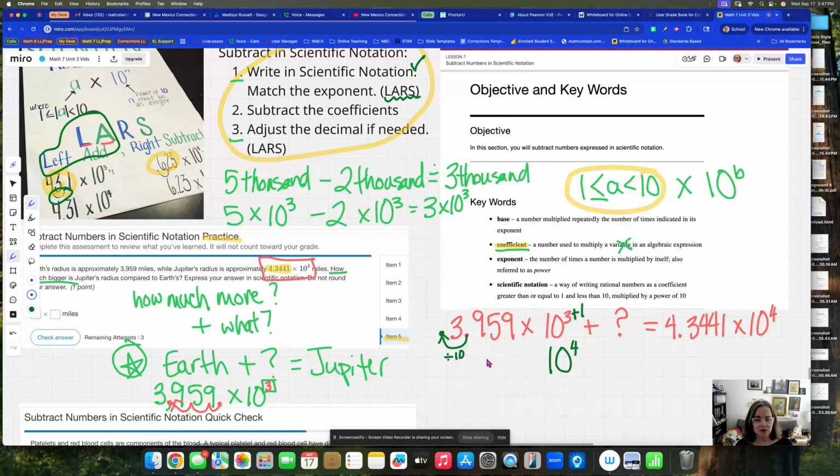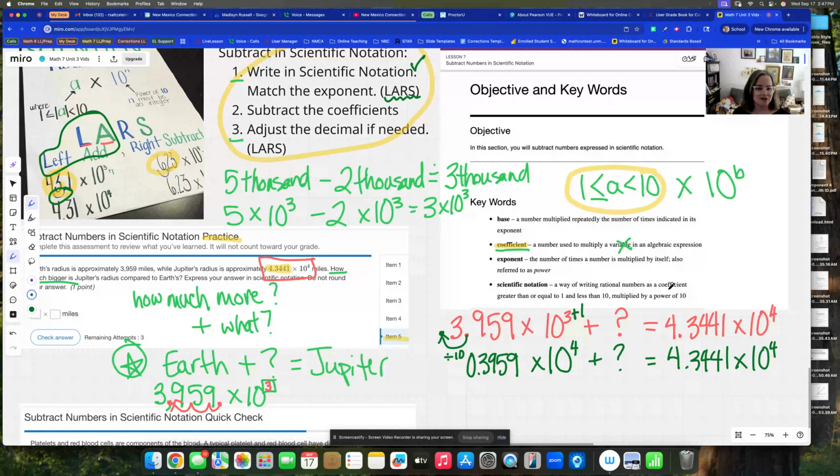Okay, so now what I have is 0.3959 times 10 to the 4th power plus something is going to equal 4.3441 times 10 to the 4th power. Let me move my little mini cam here. There we go. All right, so if I don't know how much is added, I'm going to subtract to figure it out. Let me get a different color. I'm going to subtract this on both sides of the equal sign.